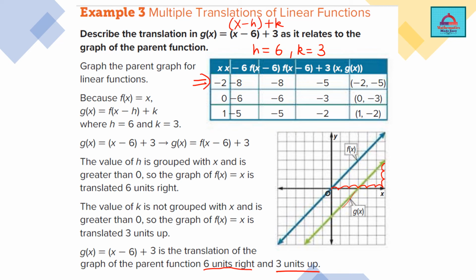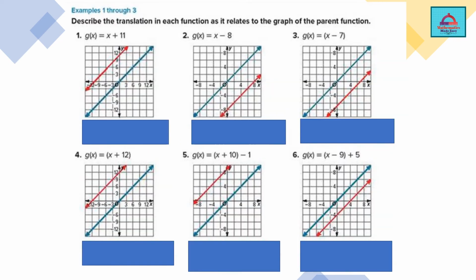Also, you can check from the table of values. Here, x value is taken these points. Then x minus 6 is taken these points. Then x minus 6 plus 3 is taken as these points. So you do the calculation and the points come out to be minus 2, minus 5, 0, minus 3, 1, minus 2. So this is how you solve the question.